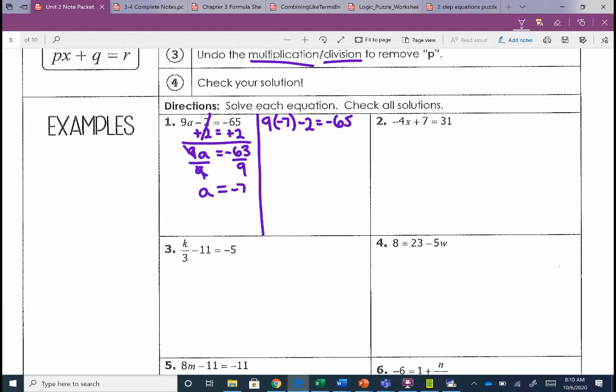So here's my 9. The parentheses, guys, are right up above the 8 and 9 keys. So I'm going to do parentheses. Instead of A, I put -7. And then we have a -2. So there's my check, all right on my screen.